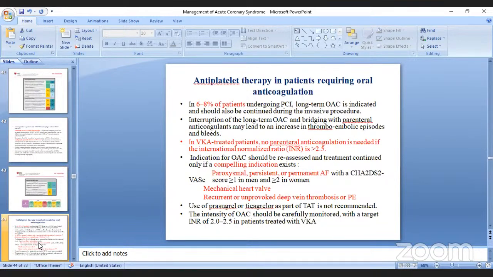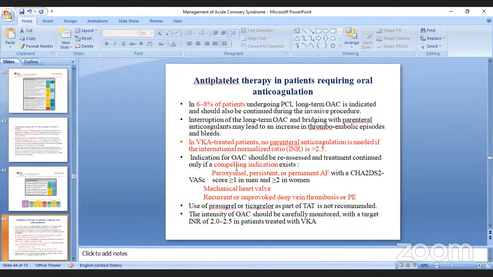Antiplatelet therapy in patients who require oral anticoagulation. In almost 6 to 8% of patients who undergo PCI, a long-term oral anticoagulation is indicated. And interruption of a long-term oral anticoagulation, bridging with a parenteral anticoagulant, may lead to an increase in certain thromboembolic episodes and bleeding. In case of vitamin K antagonist treated patients, no parenteral anticoagulation is necessary if the INR is more than 2.5. And the indication for oral anticoagulation should be reassessed.